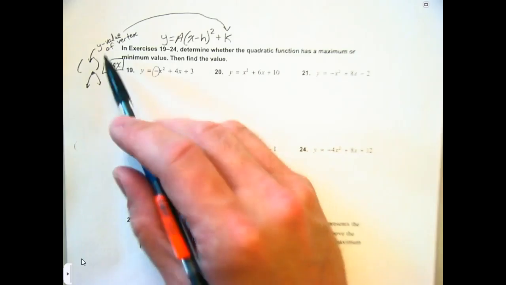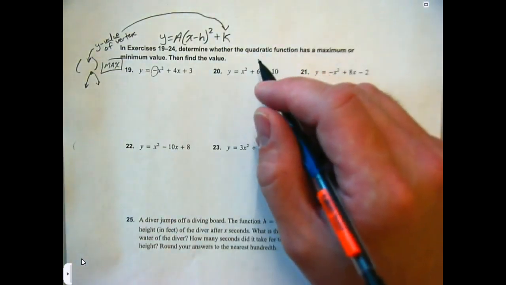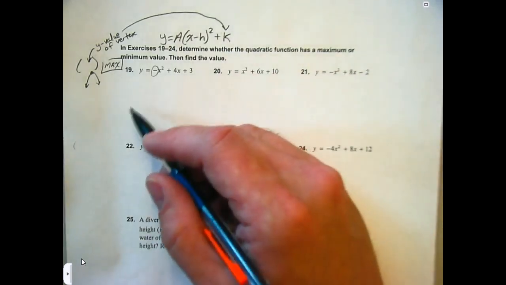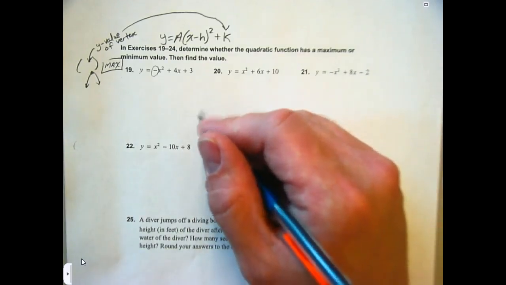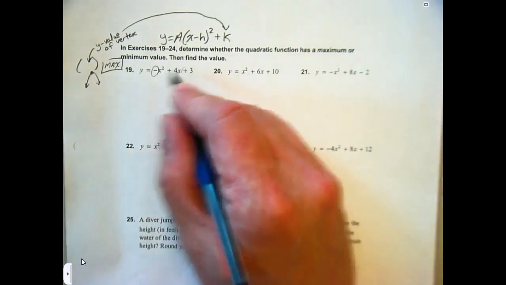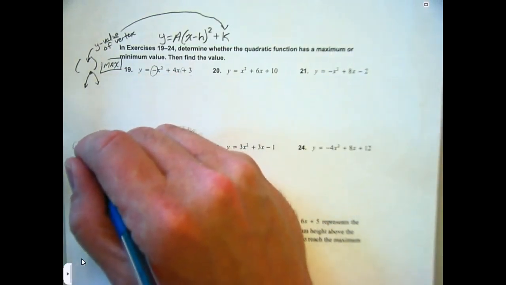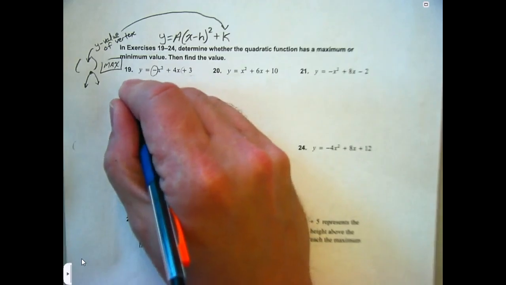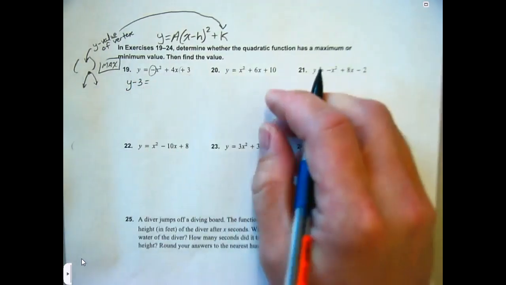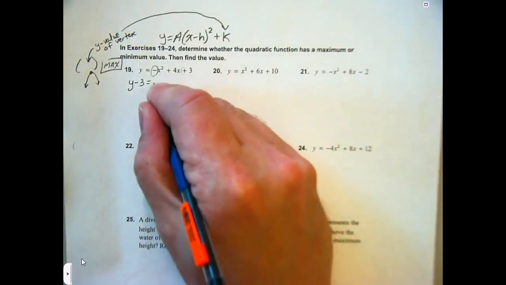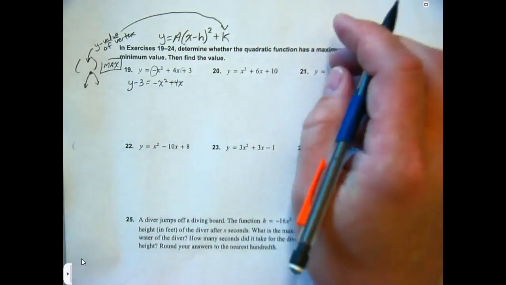Well, you could do the opposite of b over 2a, and then plug that in and find out what y is. I'm going to go through this format. Okay, so the first thing I'm going to do is complete the square. How do I do that? Well, I'd have to move this 3 over. That's the first thing I'd have to do. Okay, so by moving that 3 over, this now becomes y minus 3. And on this side, I'm left with negative x squared plus 4x.